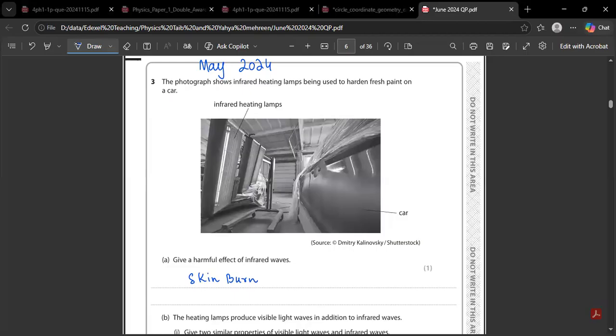Can you also say the eye burning or skin tissue burning, right?